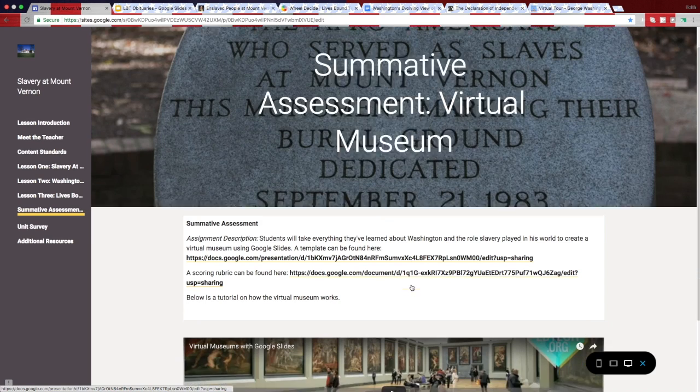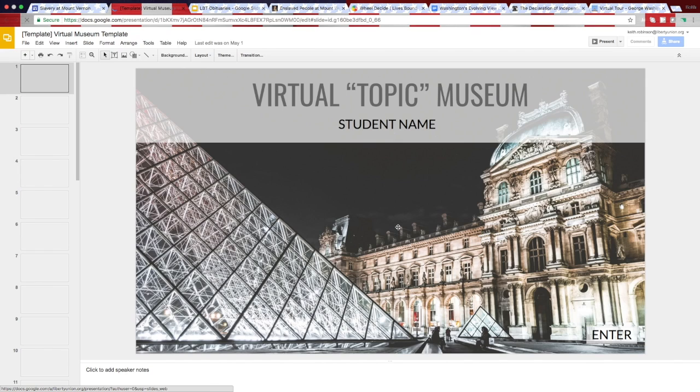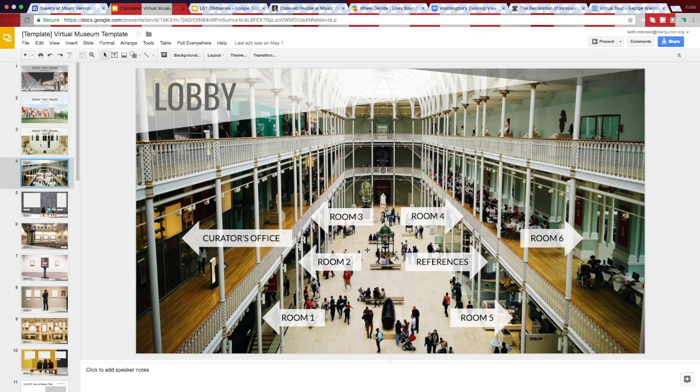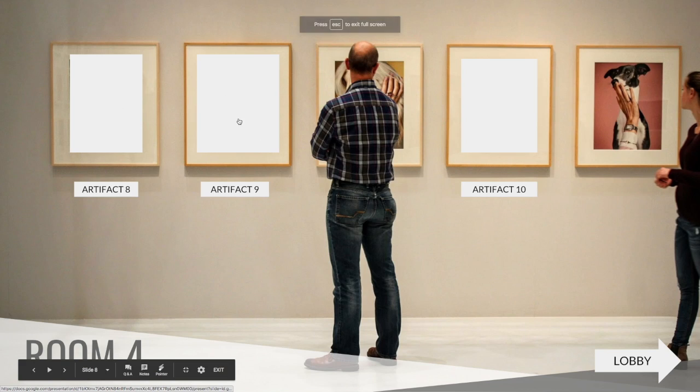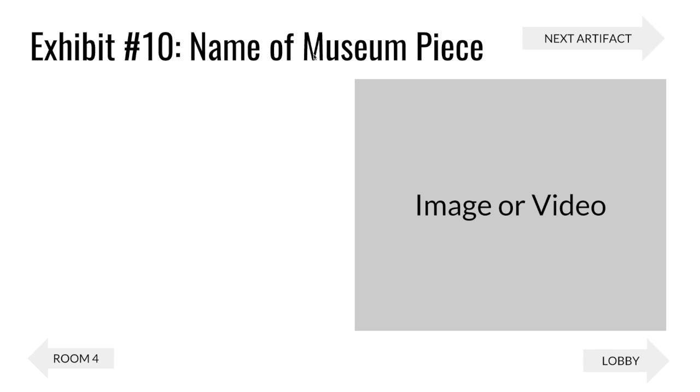Now, I have included on this website a tutorial for how this virtual museum works, but it's very simple. Students will complete this individually. This is what the museum lobby looks like. They're going to rename all of these, and these are all hyperlinked. So once I go here, there are artifacts that they're going to have to put. Once you click on these artifacts, it goes to where you can expand on each one of these.